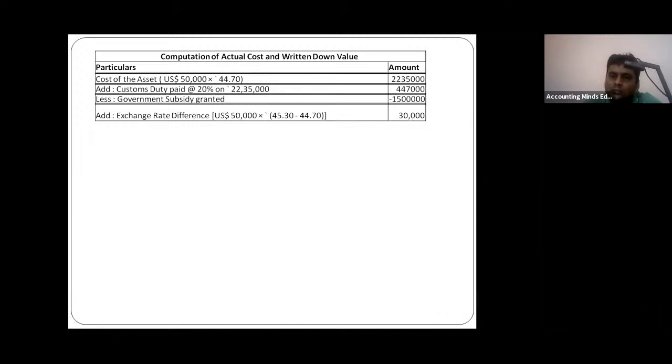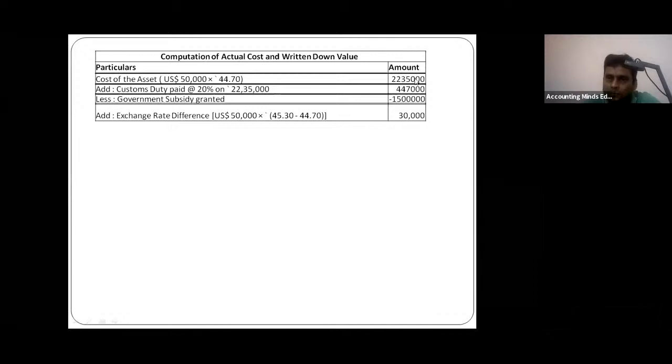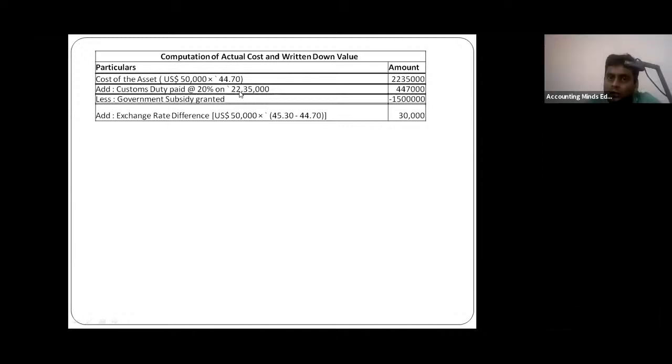Yes, sir. Right. So my answer is correct. Urmila, you can take 22,65,000 here. I also took it because I added 30,000 here. Okay. Yes, sir. But make sure you calculate customs duty on 22 lakh 44.